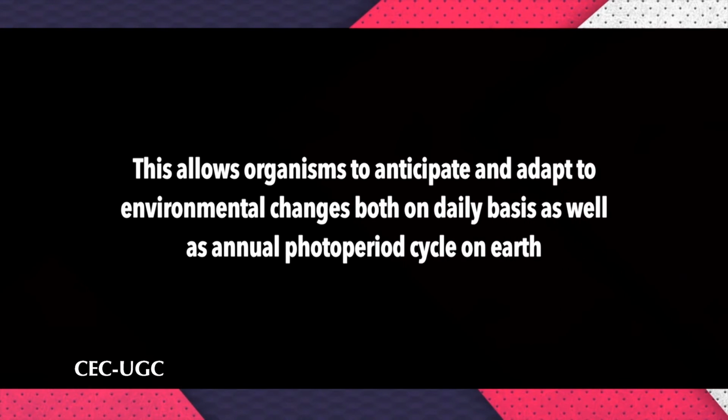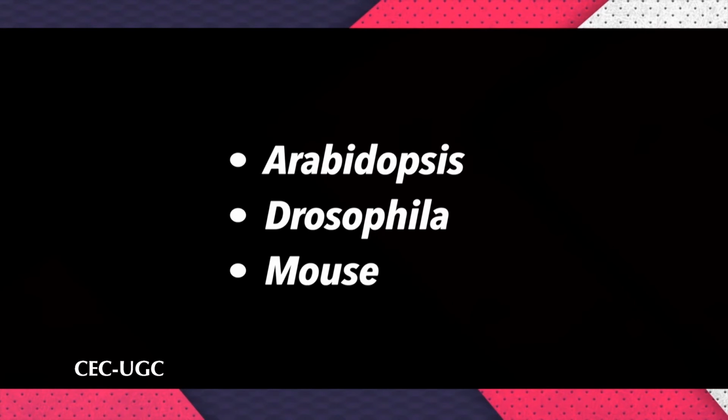The circadian clock is the molecular oscillator that drives various apparent circadian rhythms in most organisms. This allows the organisms to anticipate and adapt to environmental changes both on daily basis as well as the annual photoperiod cycles on Earth. In 1998, cryptochrome was found to act as a major photoreceptor of the circadian clock in Arabidopsis, Drosophila and mouse. In Arabidopsis, this was confirmed from the impaired circadian clock of the CRY mutants.